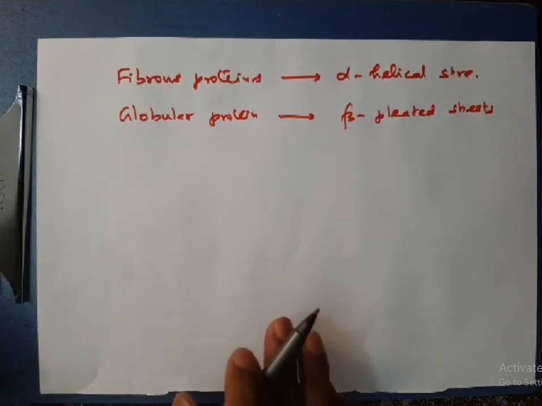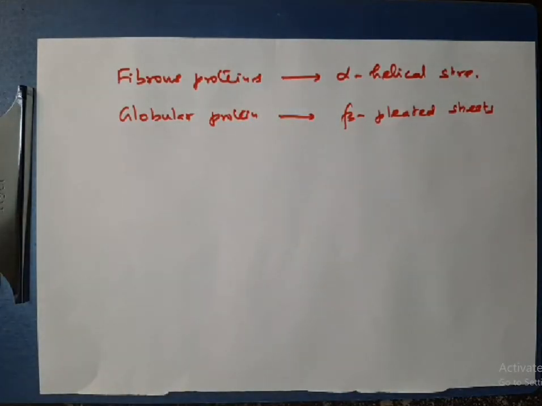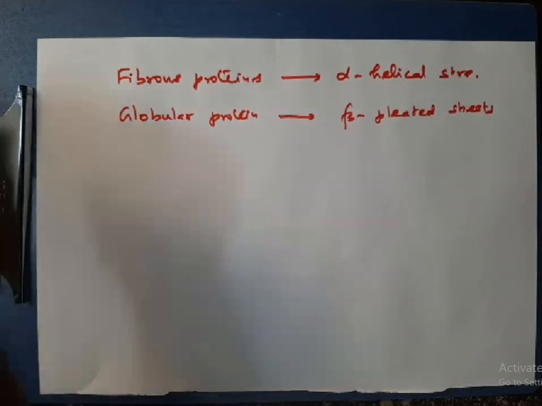So this is regarding secondary structures. Students, keep this in mind: secondary structure is stabilized by hydrogen bonds. The polypeptide chain is stabilized by means of hydrogen bonds. How the primary structure of the protein chain folds, that is what we call the secondary structure. Now, let me go to the next one, called the tertiary structure.